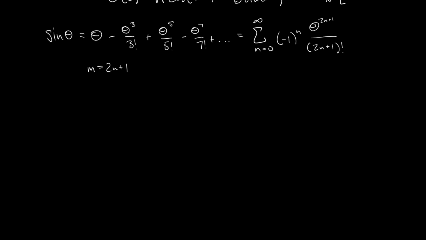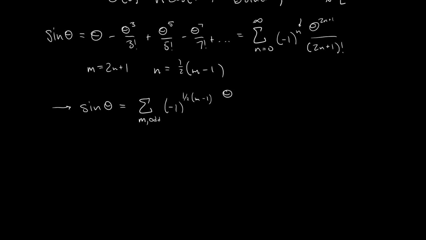I can also solve for n to figure out what to put in here, and this is going to give me something like 1 half m minus 1. And so I can write my sine theta as this infinite sum from m, again, I'm only counting the odd values of m, minus 1 to the 1 half m minus 1, theta to the m divided by m factorial.